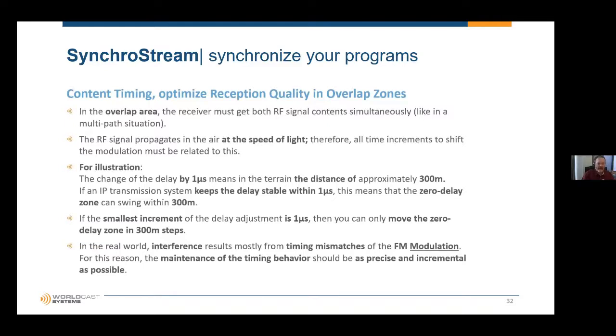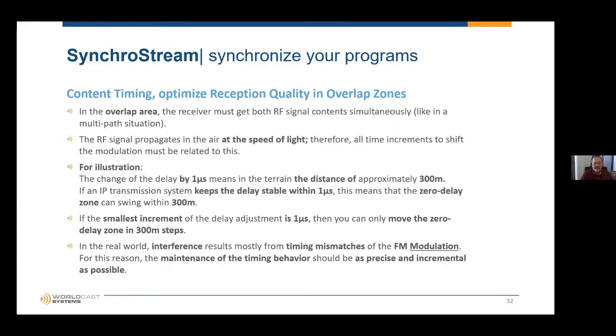So in the overlap area, the receiver is going to get both RF signals constantly. For an illustration, in terms of the overlap zone, if you change the delay by a microsecond, that is going to move the overlap zone by about 300 meters in the real world. And depending on whether you're adding or removing a microsecond of delay, that's going to move that interference zone to or away from that transmitter that you're adjusting.